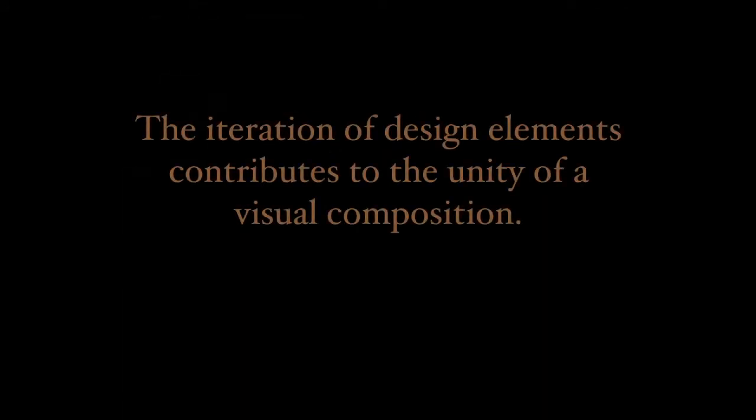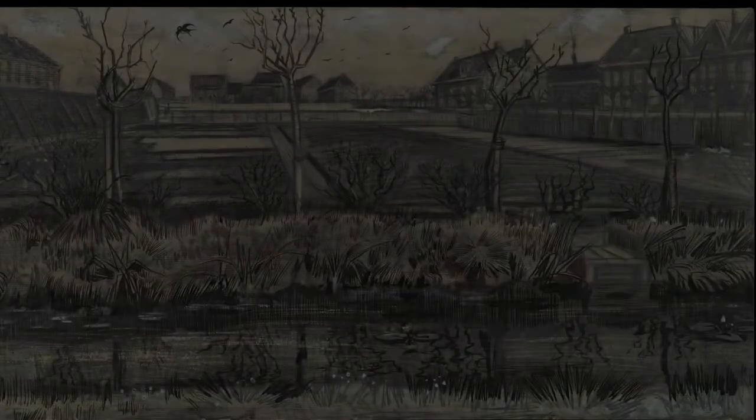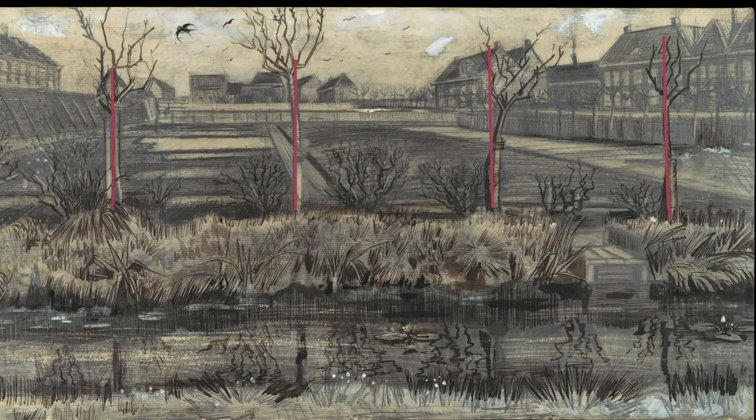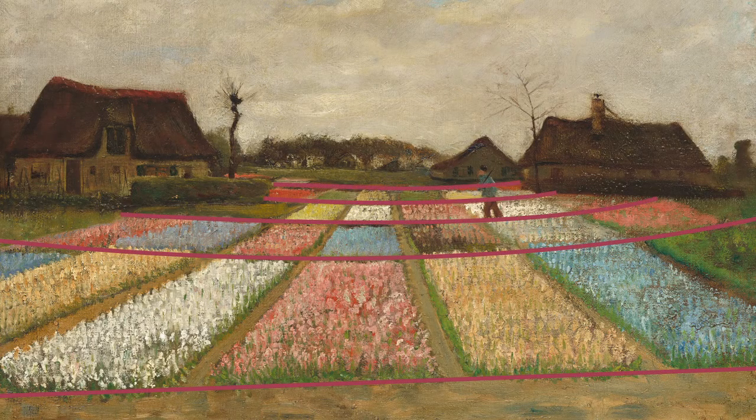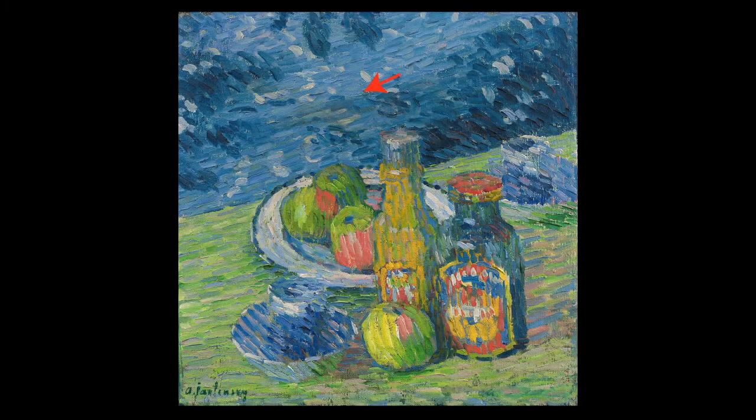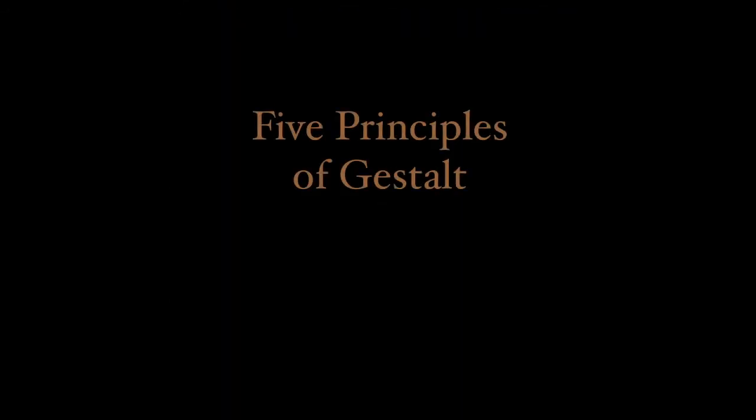Repetition, or the iteration of design elements, contributes to the unity of visual composition. Alternating rhythms consist of elements that repeat with unchanging regularity. Progressive rhythms consist of regular repeating elements that change with each occurrence. Integrative repetitions are non-rhythmic occurrences of design elements or portions of the design elements that lend commonality to different parts of the picture plane. The five principles of Gestalt are unity, proximity, similarity, continuation, and closure.